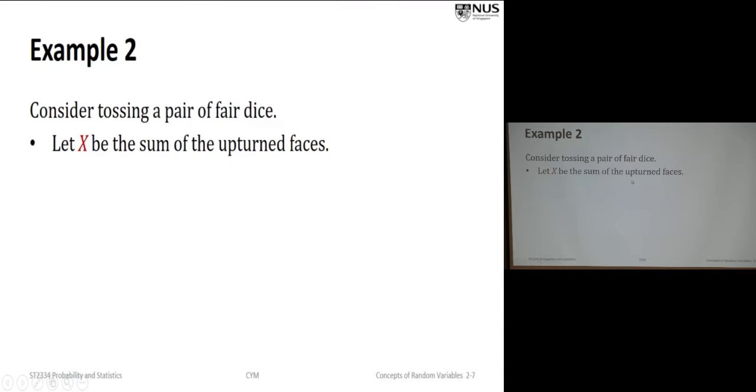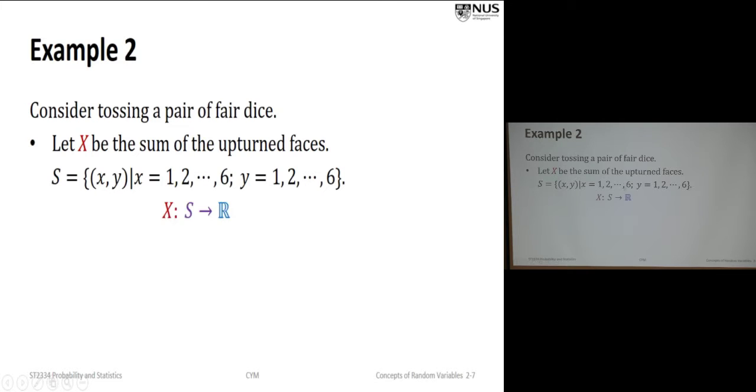Okay. Tossing a pair of fair dice, X is the sum. All right? In this case, we have 36 possible outcomes. We have a pair of dice, so 36 outcomes, and I map them to the sum. The sum can be, can it be 1? No, right? The sum has to be 2, up to 6 plus 6, 12. So the range for this one is from 2 to 12.